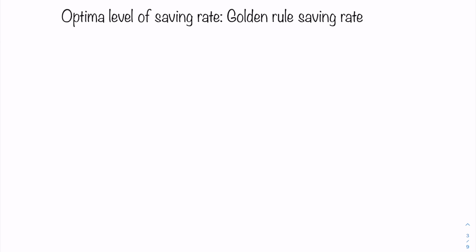So up to this point, we already know there exists an optimal level of the saving rate that will allow us to maximize the consumption. And we do have a name for this saving rate, which is called the golden rule saving rate. So how do we come up with this golden rule saving rate from the Solow diagram as well as from the equations? That's what we are going to show as follows.